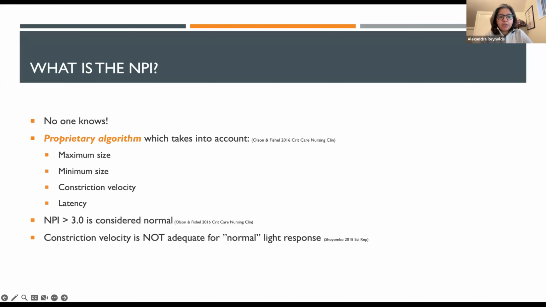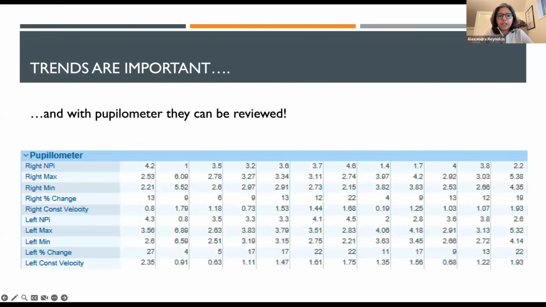And based on some studies, we know that an NPI of greater than 3 is considered normal. And we also know that just looking at the constriction velocity is not adequate for a normal light response. And so personally, I take a look at both the NPI and also the percent reactivity, because sometimes what we'll see is that the percent reactivity will drop first, and then all of a sudden the NPI drops. So I think looking at a combination is important. And I think really the most important thing, and this is something you're going to hear me say ad nauseum in this talk, unfortunately, is that trends are really important.